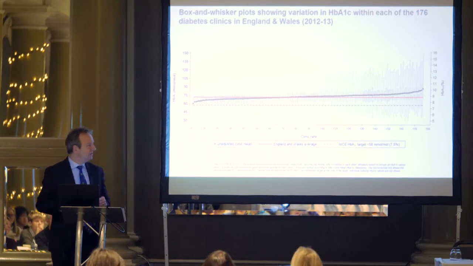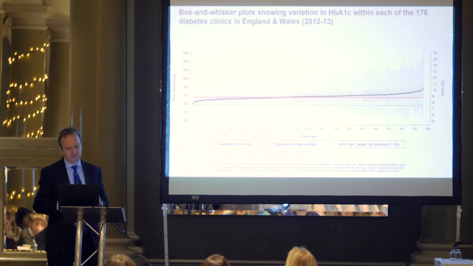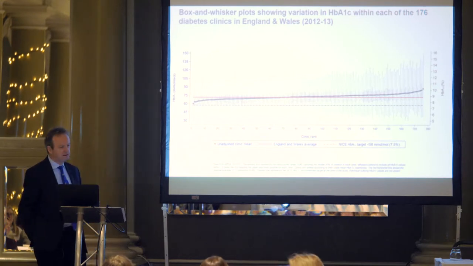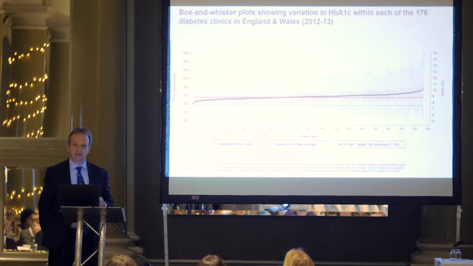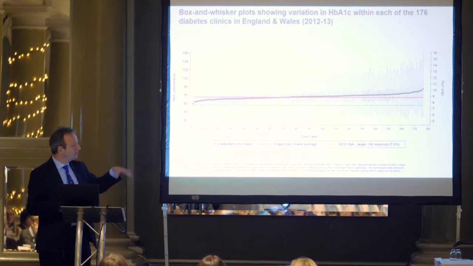So this is the variation in 2012-2013 across England and Wales. The red line is the average, so it's around 9% in old units. The black dots are the unadjusted raw mean for each clinic. So you can see there is quite a variation. The best clinics are down at about 8%, and the least well-performing clinics are up at about 10%. But more than that, you can see within every single clinic, there's huge variation.